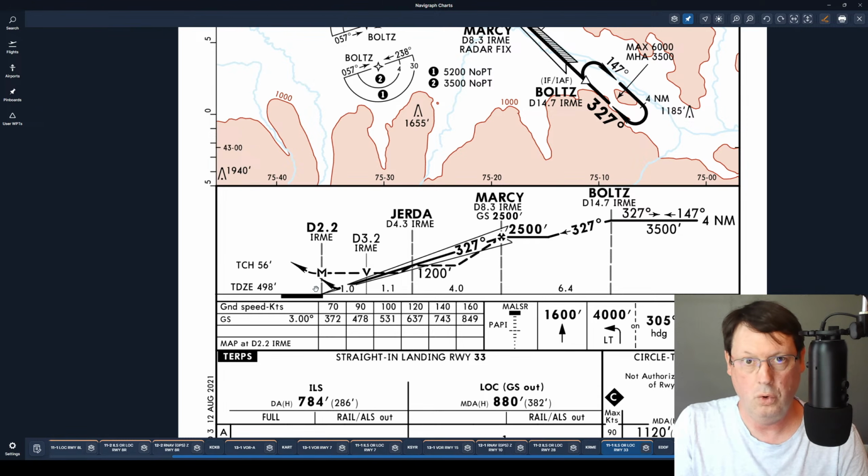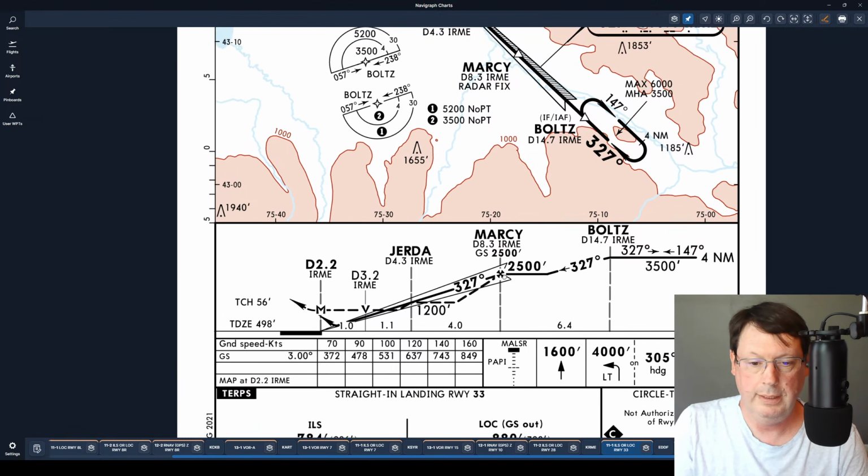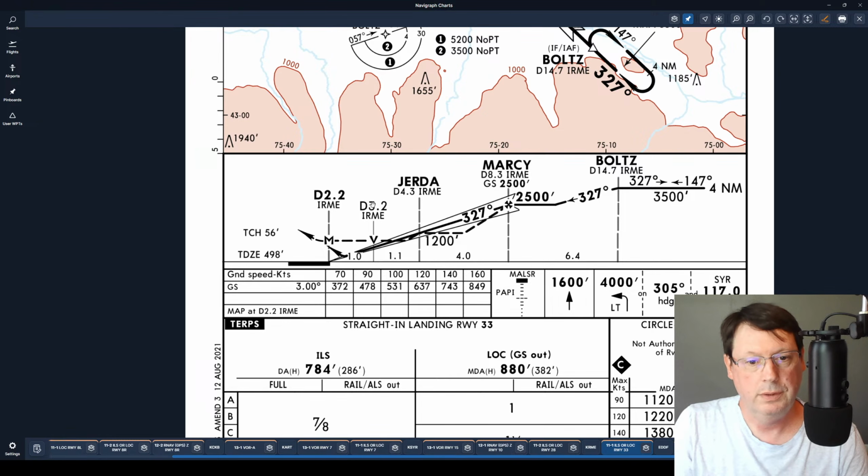You're just going to be able to make a normal descent to the runway. If you don't see the runway until D3.2 on your DME, you can also use a GPS distance. If you have GPS, you can use a GPS distance in lieu of the DME distance. So let's say you see the runway at D2.5. You know you're going to have to descend a little bit more rapidly in order to get down to make a landing on the runway.